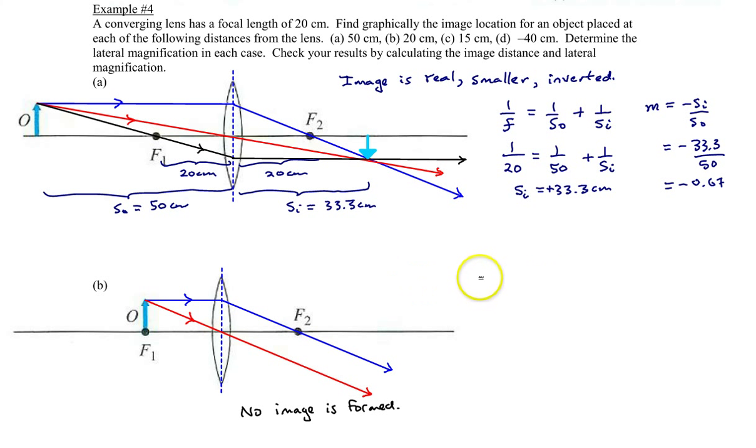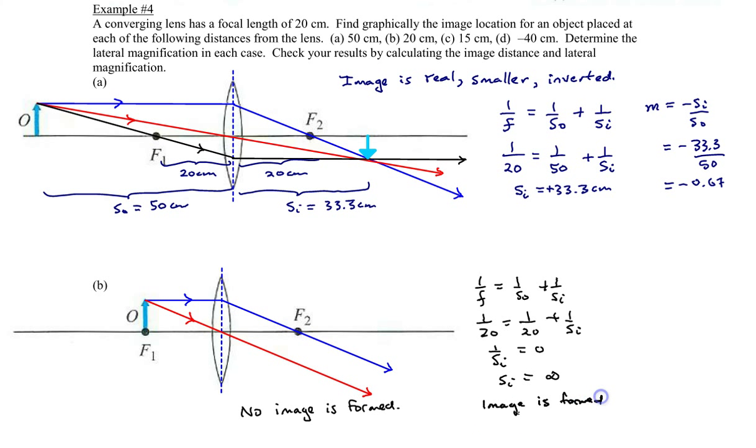So we can go through this mathematically and plug things in, and you'll see that when you have 1 over 20 for the focal length, 1 over f, and then 1 over 20 for the object distance here, and then 1 over si, you're going to get 1 over si equals 0. Si will be infinity. So the image essentially is formed at infinity, which is basically impossible. So that's why we say there's no image.